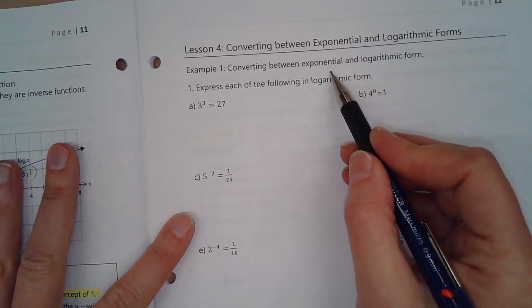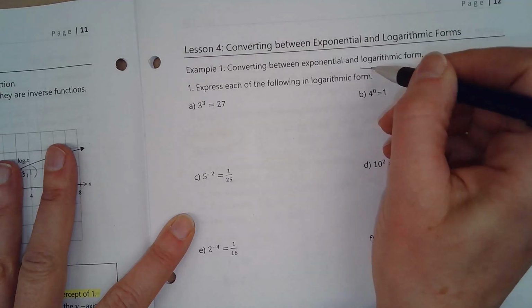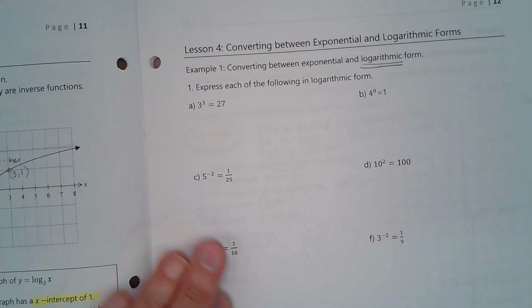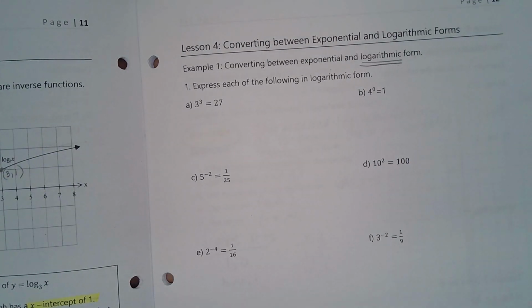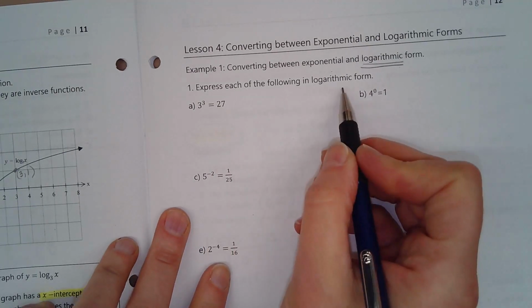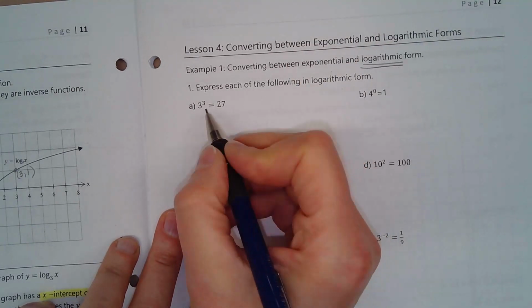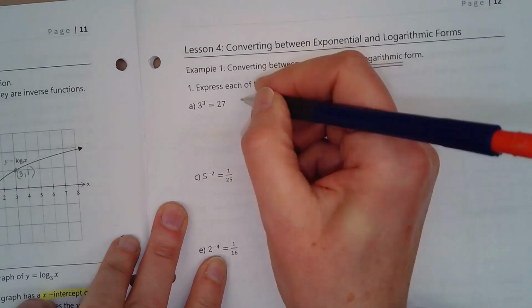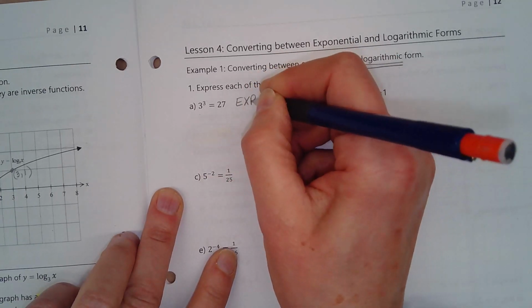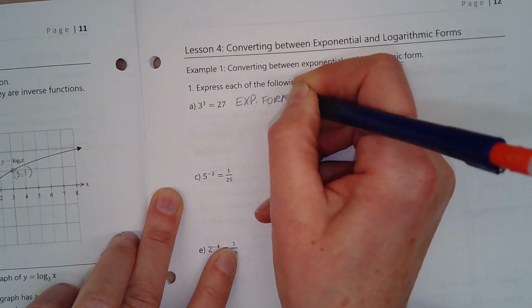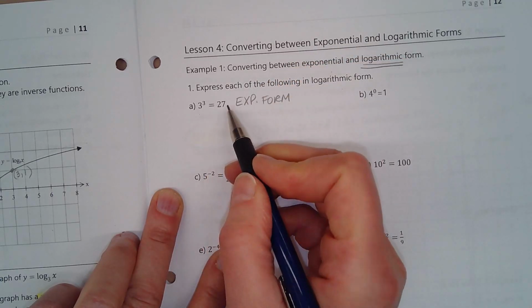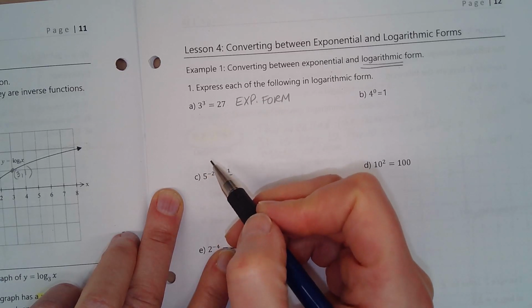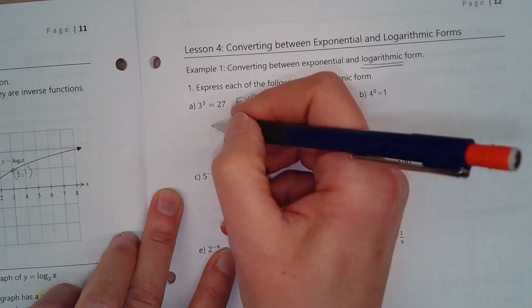It says, converting between exponent and log form. Now, one thing I want you to know, the log becomes the exponent, right? The log and the exponent move back and forth, so the log itself is the exponent. Express each in logarithmic form. So 3 to the exponent 3 equals 27, correct? This is called exponential form. Obviously, right, we've got my base, the exponent, and the answer.